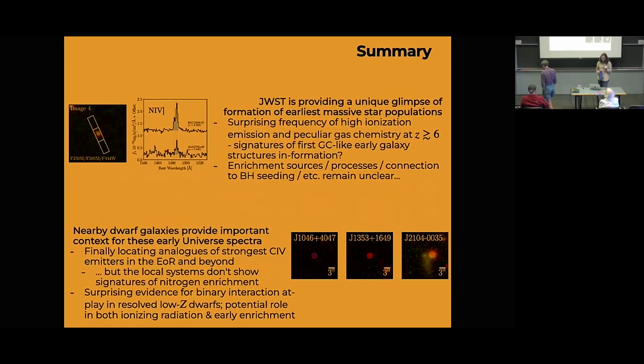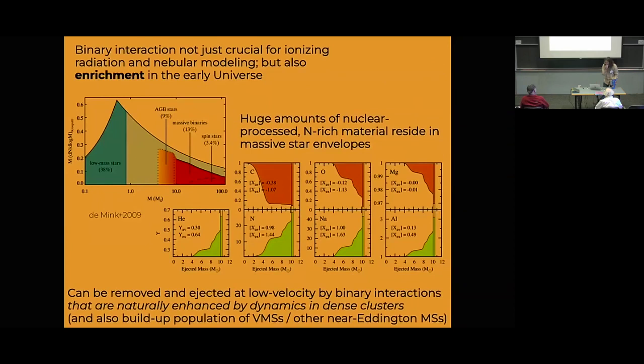Thanks, Peter. Sorry, it went just a little fast at the end. Just back up to discuss the role of binarity in producing the high N over O? Was the idea just that if you have these high densities, you're likely to have more interactions, and so more of these stripped stars? Or was there something else going on with the binary specifically?